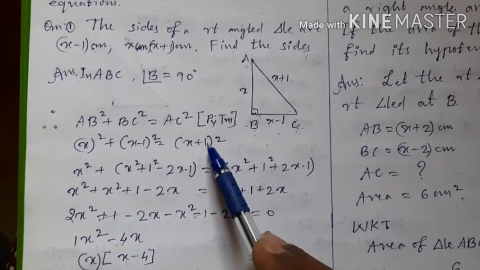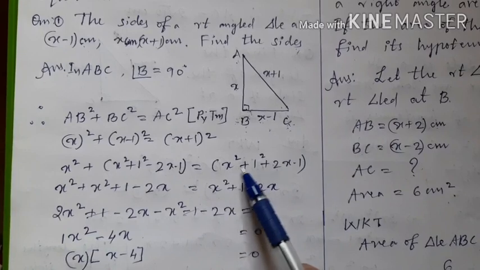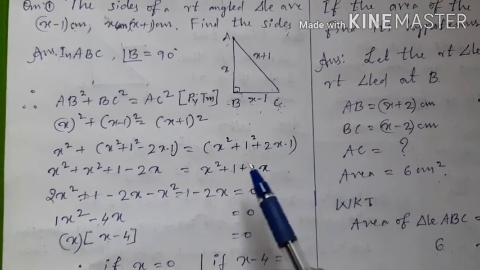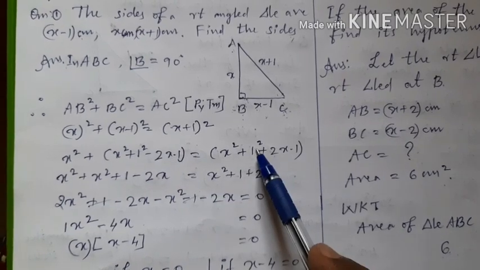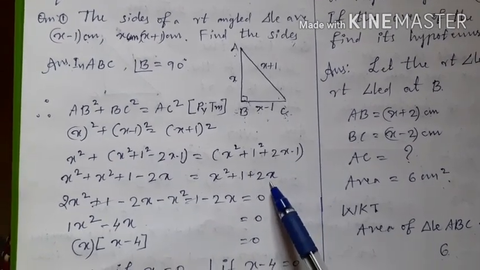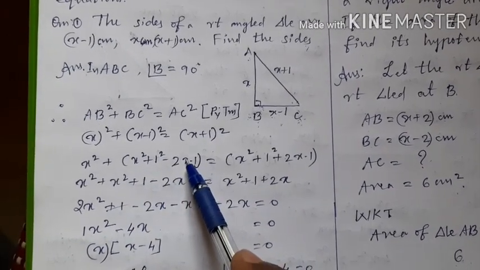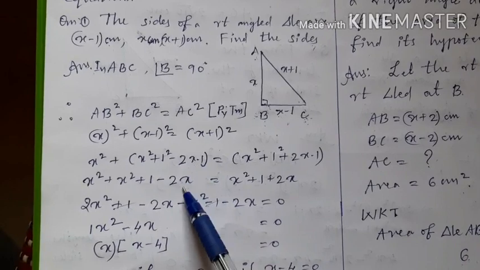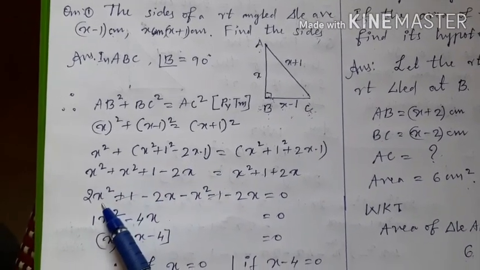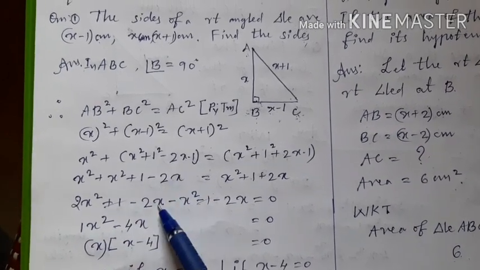But here it is x plus 1 the whole square, which is in the form of a plus b the whole square. Therefore it is a square plus b square plus 2ab, right? After the simplification, I have x square, 1 square is 1, this is 2x into 1 is 2x, right? This side, x square, 1 square is 1, this is minus 2x into 1 is minus 2x, right? Here, x square plus x square is 2x square, right? This is plus 1 minus 2x.